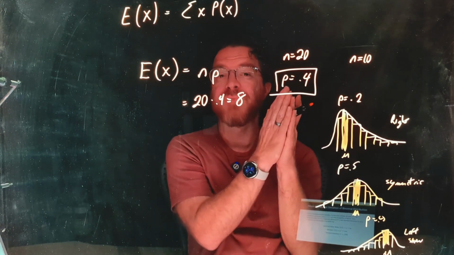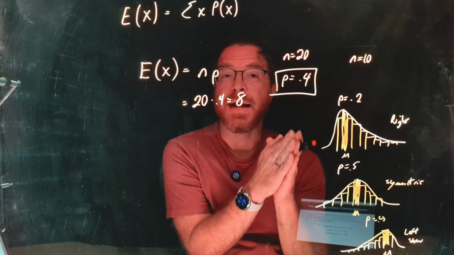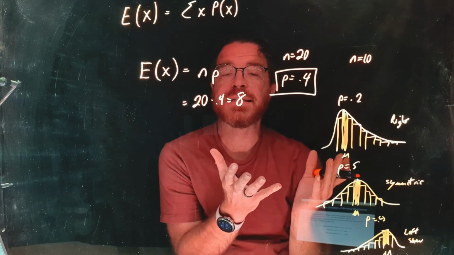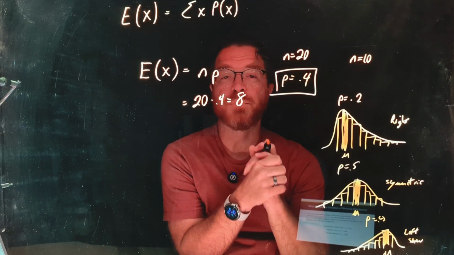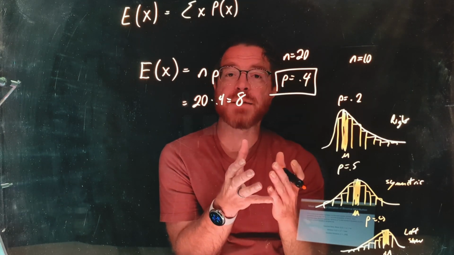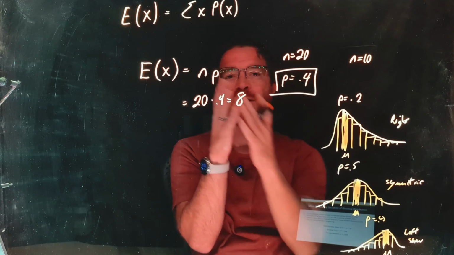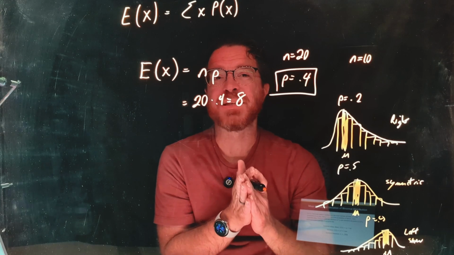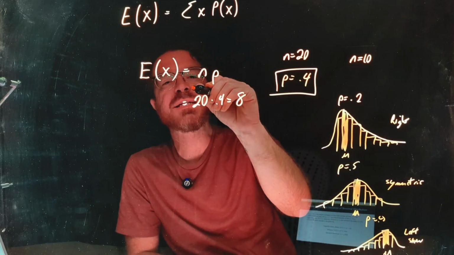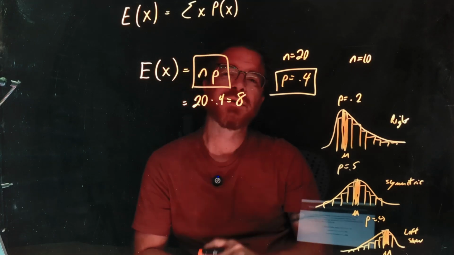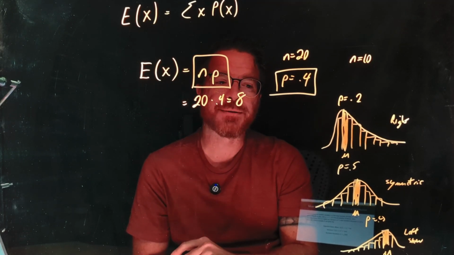So again, if I have 100 trials and I have a probability of success of 0.9, I expect on average 90 successes. If I have 100 trials and I have a probability of success of 0.6, on average, I expect around 60 successes. So to find our expected value for binomial probability, instead of finding the probability of every single possible outcome, all I need to know is how many trials I am performing and what my probability of success is on each of those trials.